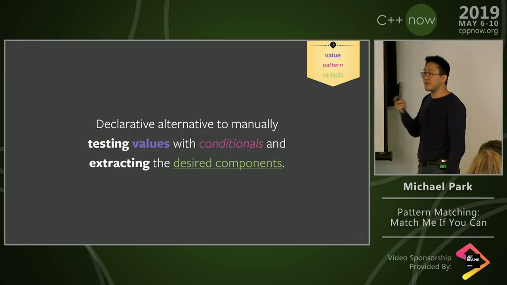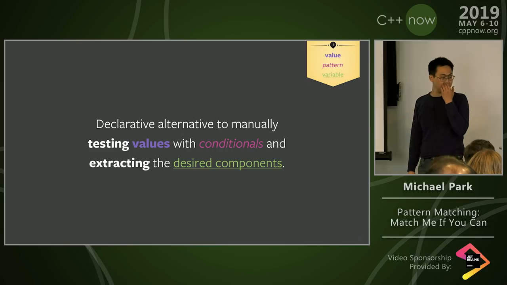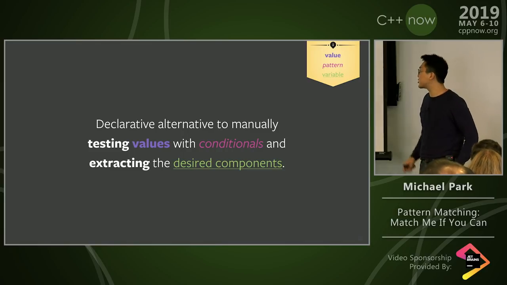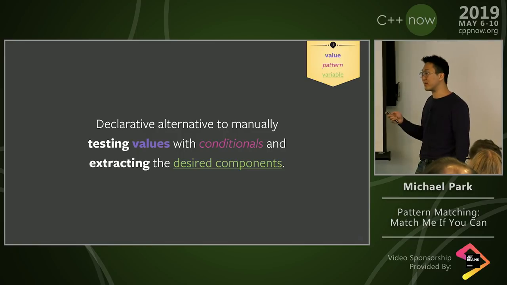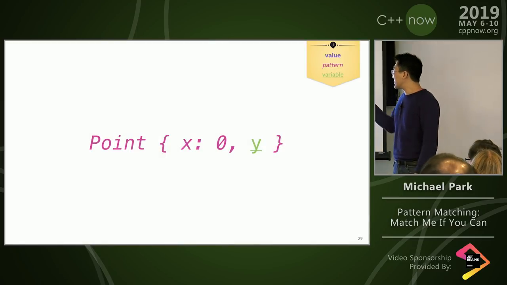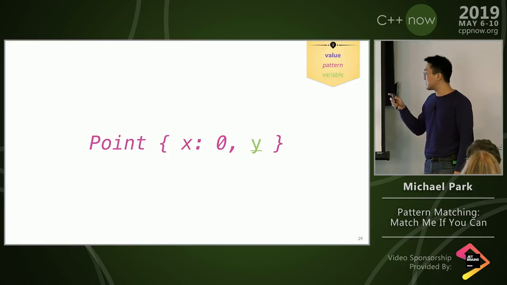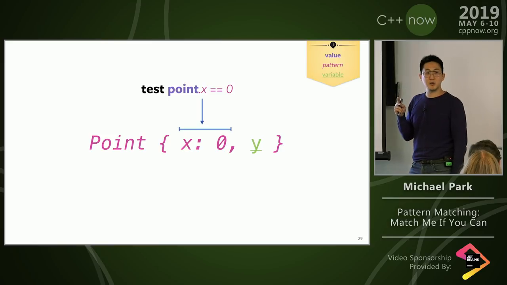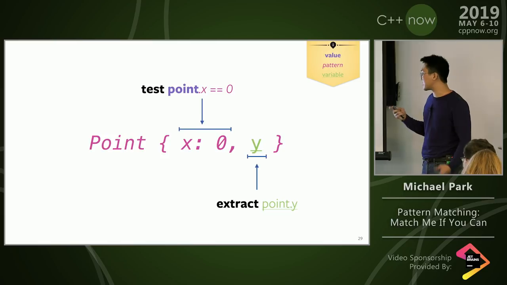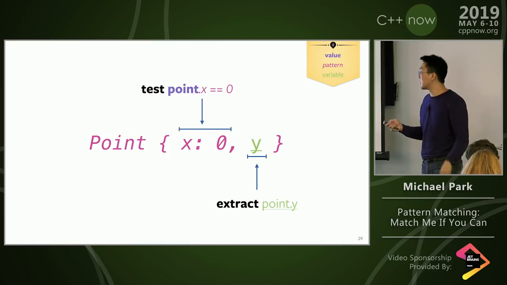Okay, so in this view, pattern matching can be viewed as a declarative alternative to manually testing values with conditionals and extracting the desired components. Those are the corresponding pieces that you would be replacing. So here's the pattern that we matched earlier. There's two things happening, right? One is the test portion. We're testing for this point that x equals 0 condition. And the other is the extract portion. These two things are embedded in a single pattern.